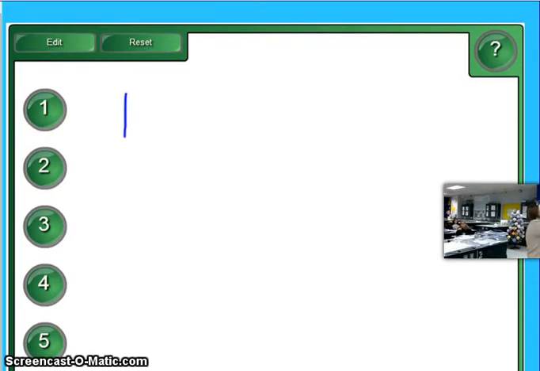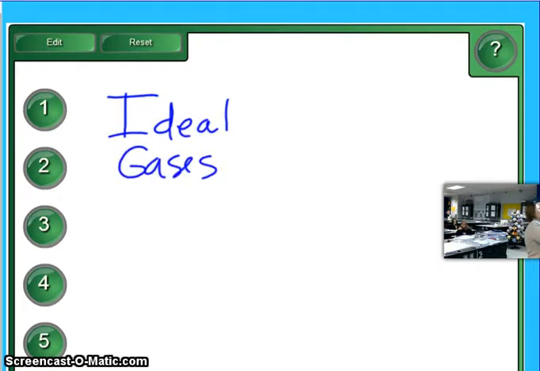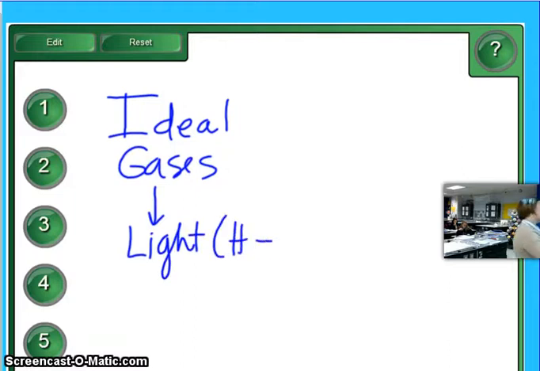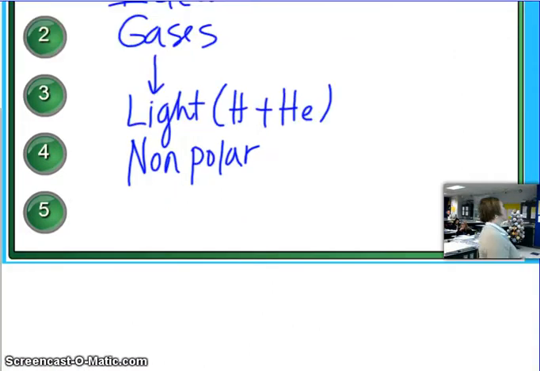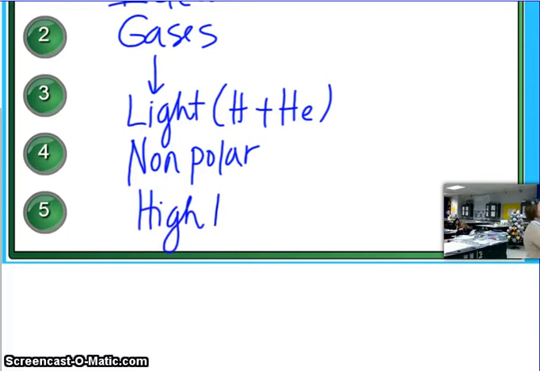Conditions that cause a behavior to act ideally. So ideal gases are most likely light, like hydrogen and helium. And they're most likely nonpolar, so they have no forces of attraction between them, or weak forces of attraction between them. And they need to be at conditions of high temp and low pressure.